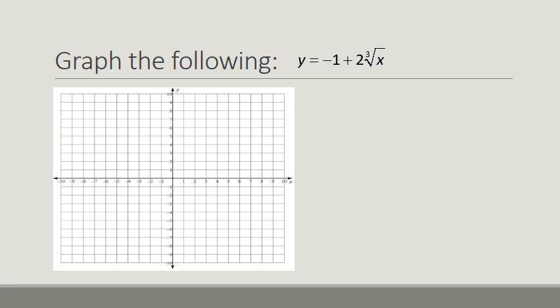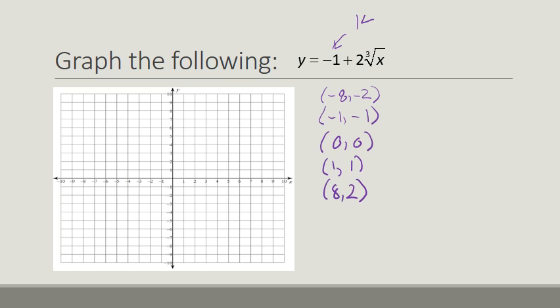All right. Notice that we had moved our parent function. So now in this case, we're going to take those points again, and I'm just going to start with -8, -2, -1, -1, 0, 0, 1, 1, and 8 and 2. So we're not going to do anything to the x value. We're going to subtract 1 from the y. That's what this is, our k. And then we're going to multiply it by 2. So all of our x values remain the same. Our y values, we subtract 1 and multiply by 2.